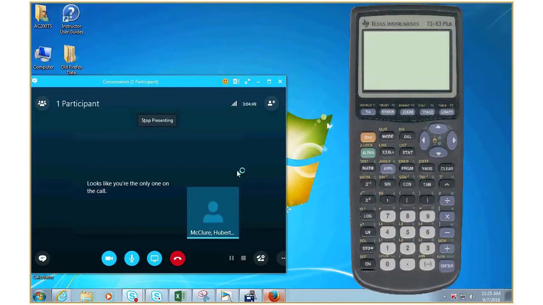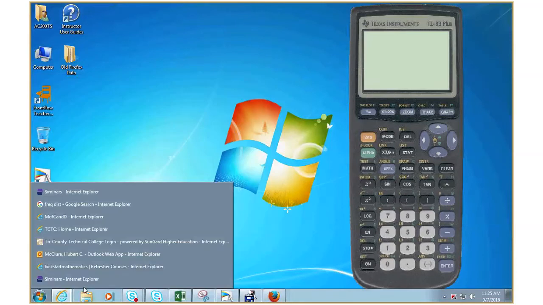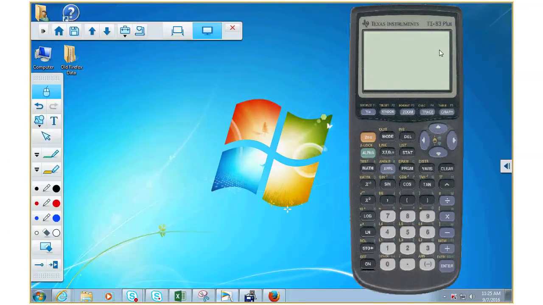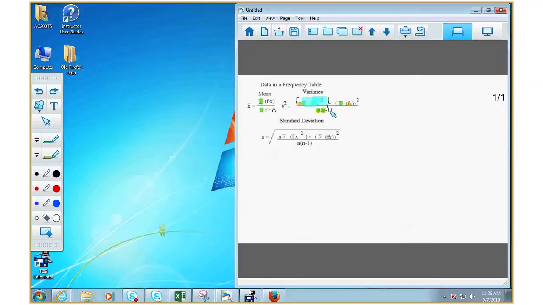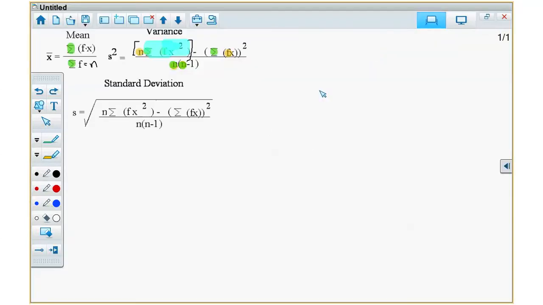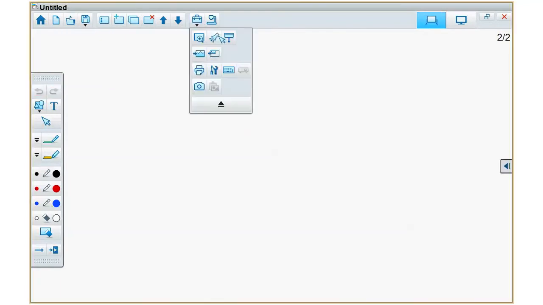Let's look at doing the mean and standard deviation of a frequency distribution. So what I'd like everybody to do is write down... well, I'm not going to do that because you won't be able to. Hold on, I'm bringing it up again.